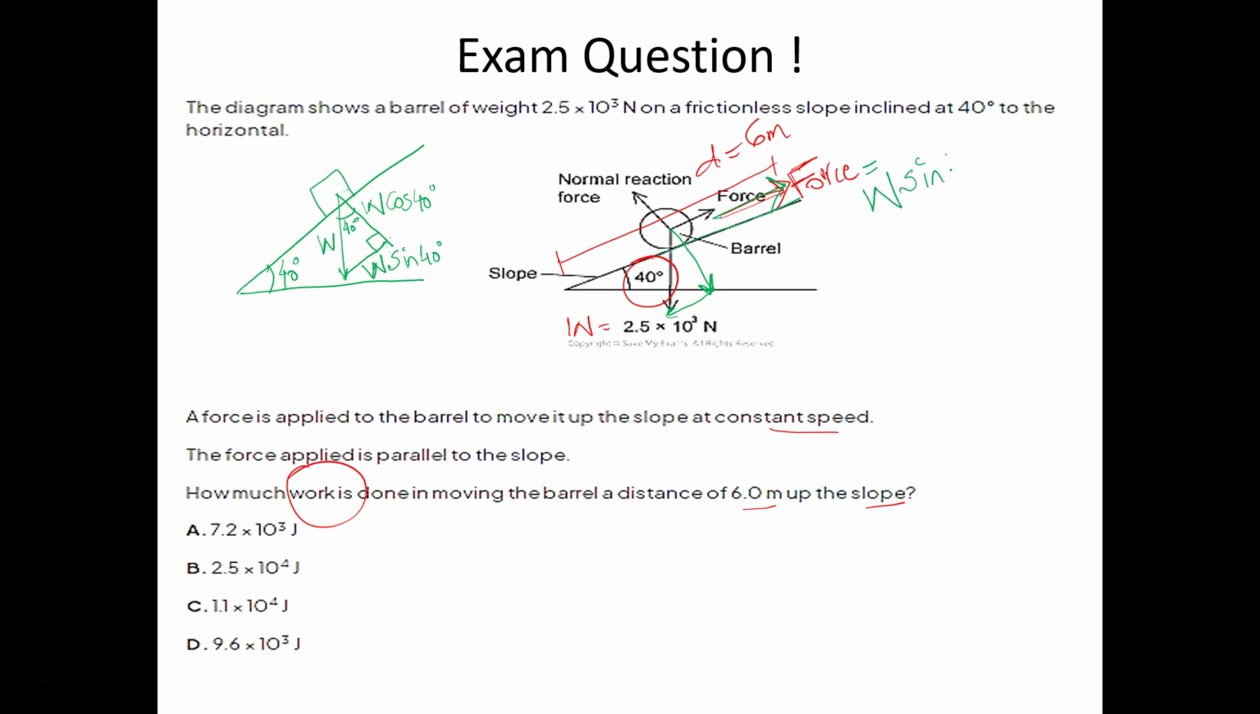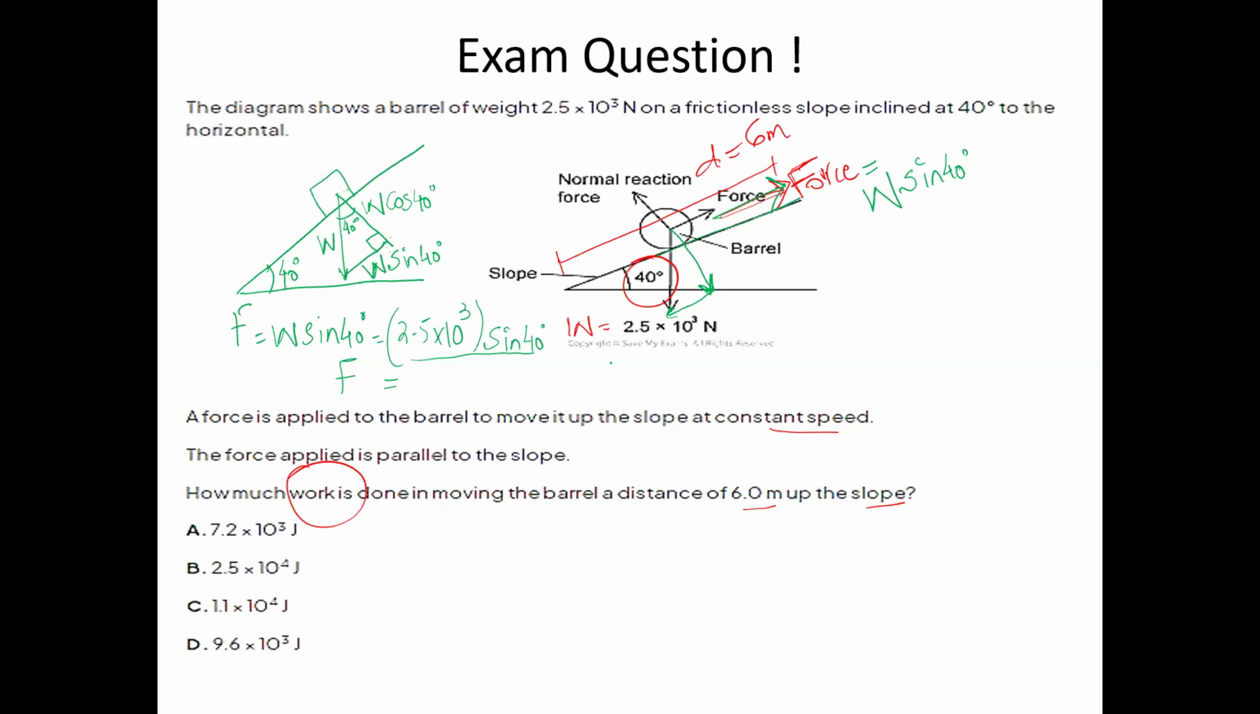It will be equal to W sine of 40 degrees. So how much force do we have? The force over here will be W sine of 40, and W is 2.5 into 10 raised to power 3 multiplied by sine of 40 degrees. So we will be solving this whole notation for the force. Anyone having a calculator can solve this relation and tell me what 2.5 into 10 power 3 into sine 40 will be equal to.